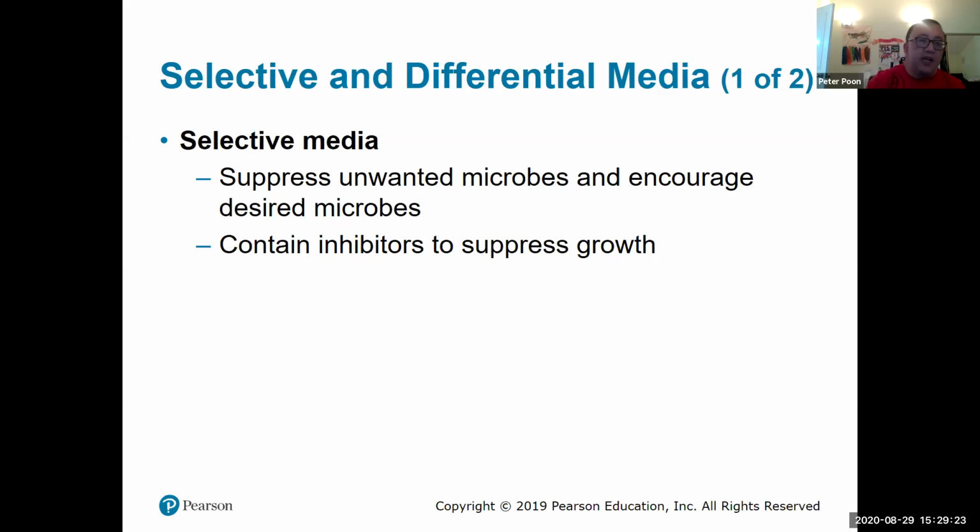Selective media. Selective media is designed to suppress unwanted microbes. You will have inhibitors to suppress growth of certain things. For example, there are media that select for gram-negative cells and suppress gram-positive cells. That is an example of a selective media.